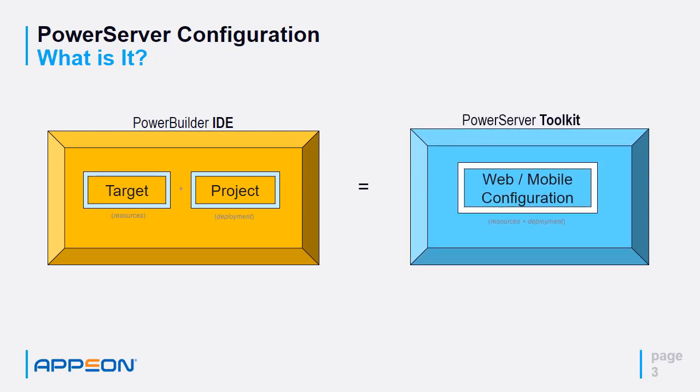If we look at the PowerServer Toolkit, which is now installed inside the PowerBuilder Universal IDE, it also has a configuration tool. That configuration tool acts just like the project object in the PowerBuilder IDE. It basically points to the PowerBuilder application, how you would like it deployed, and what resources you'll need in both the web and or mobile environment when you deploy it.